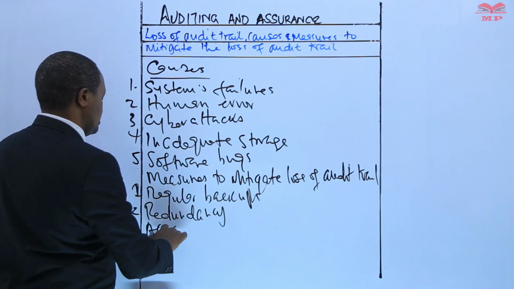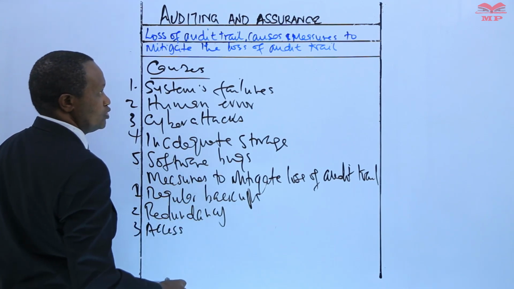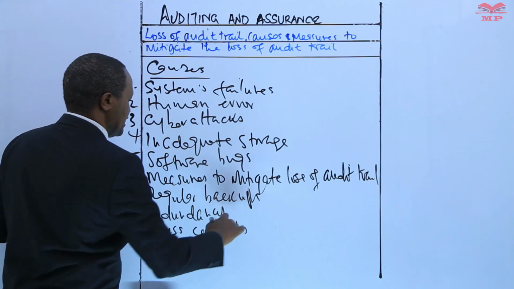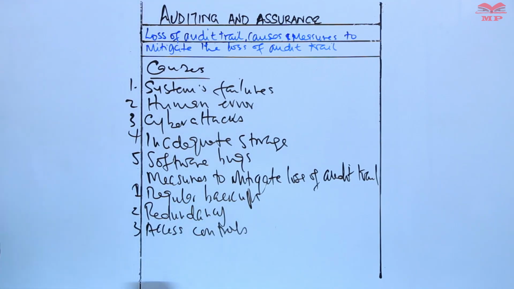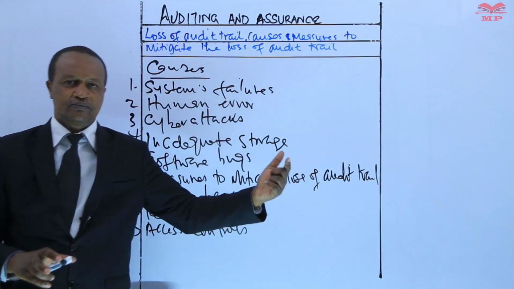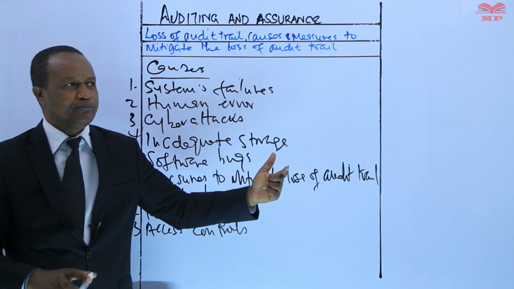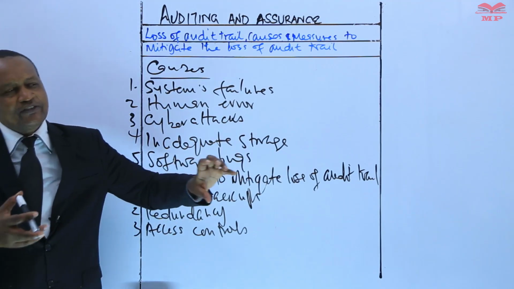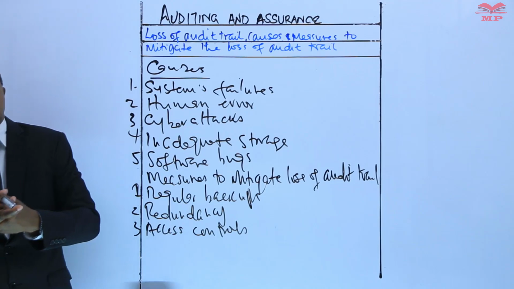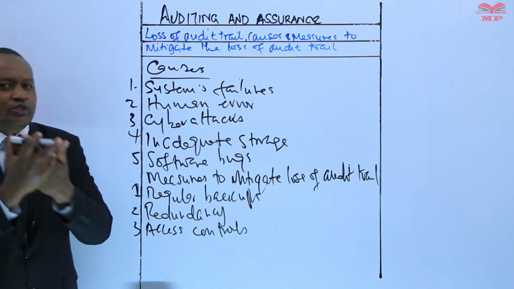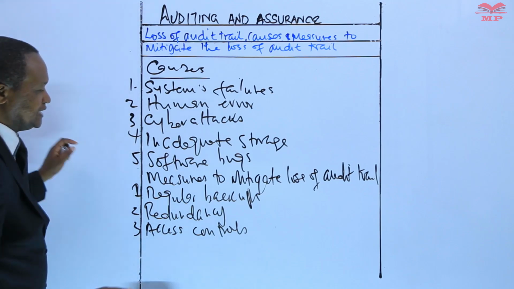Number 3, there is a control in relation to access. Access controls. Restrict access to audit logs to authorized personnel only. That can be done by implementing user identification, authentication or authorization mechanisms to prevent unauthorized modifications or unauthorized deletions.